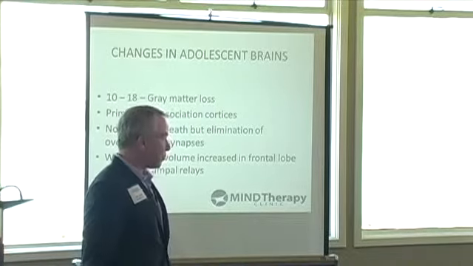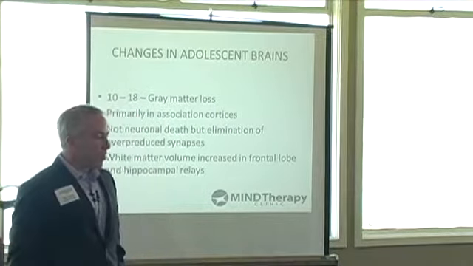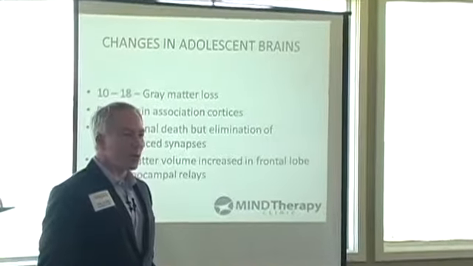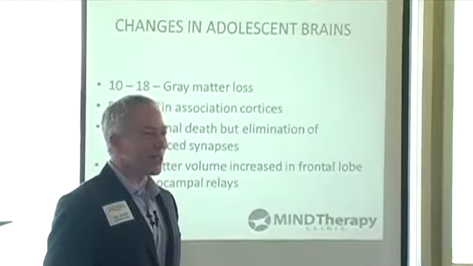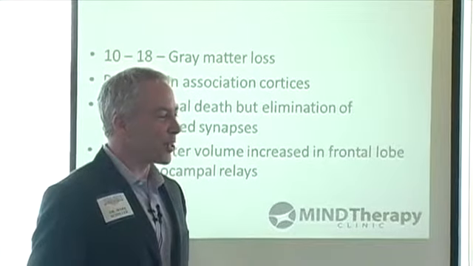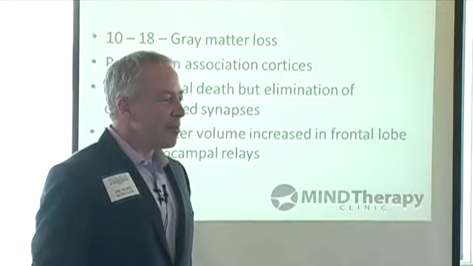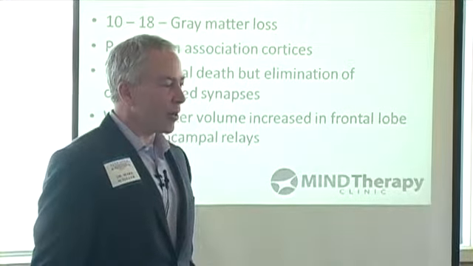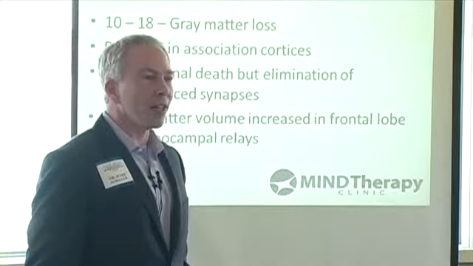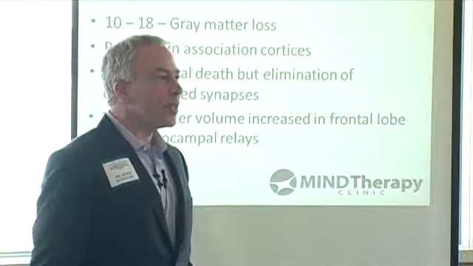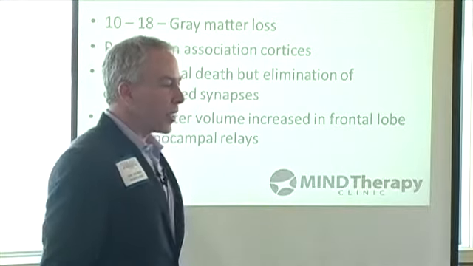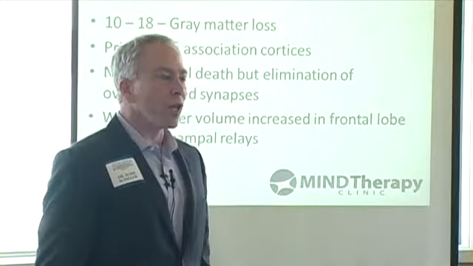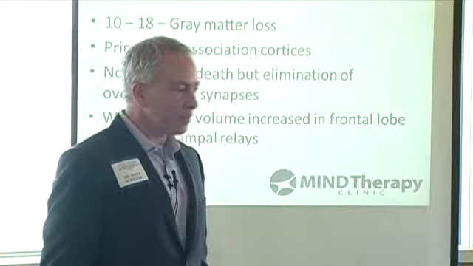But I think a lot of people are thinking about neuronal death, and I think maybe that's true as we get past the teen years. It certainly seems like some neurons are dying. But in the teen years, we're not really talking about neuronal death. What we're talking about are elimination or culling of overproduced synapses. So what's happening is really more of a reorganization than a loss of brain matter.